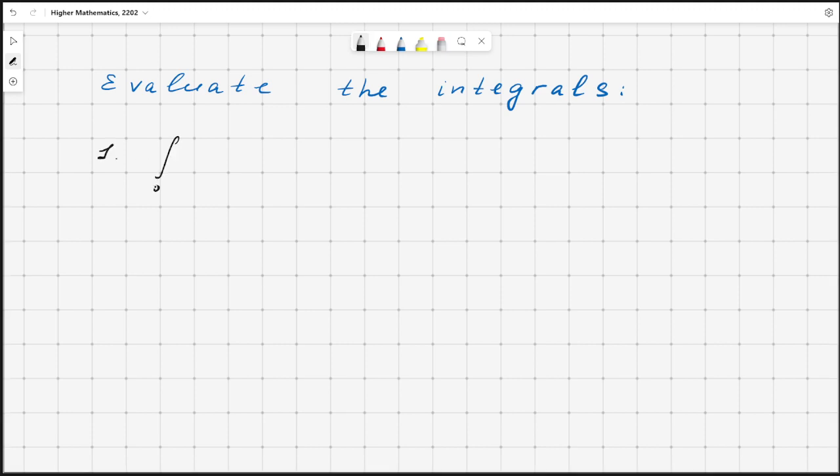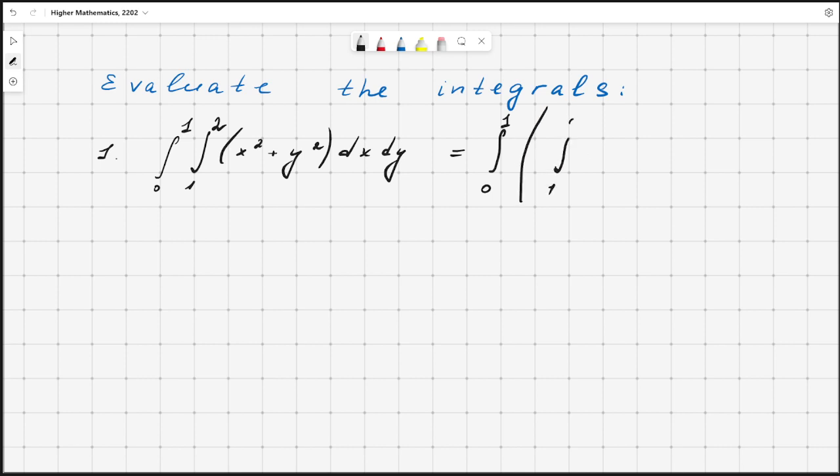Integral from 0 to 1 of integral from 1 to 2 of x squared plus y squared dx dy. Firstly, we must integrate the inner integral. It means we calculate integral from 1 to 2 of x squared plus y squared dx with respect to y.